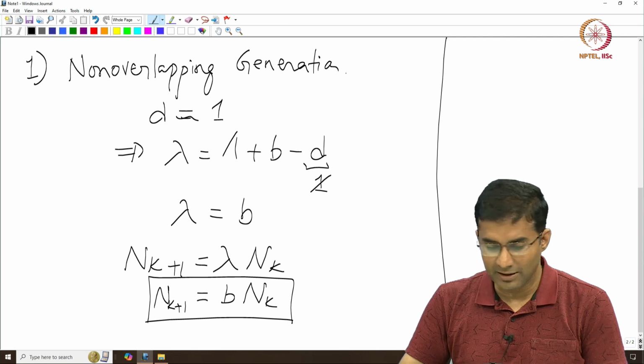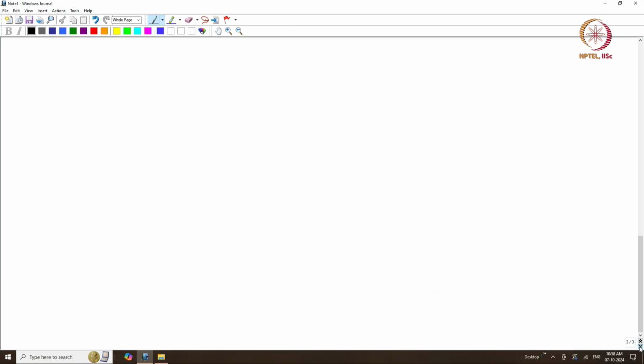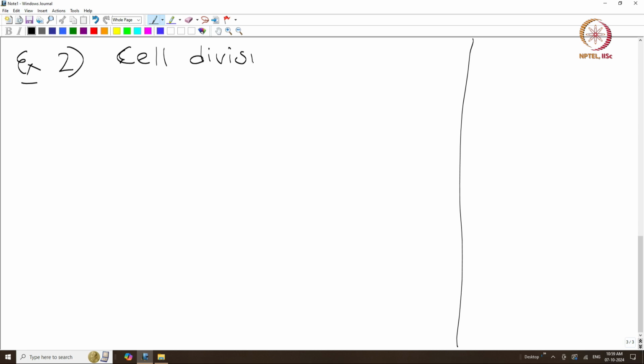Okay. So, let us now look at one more example. Let us look at an example such as cell growth, cell division, where a single cell gives rise to 2 daughter cells. Okay. These are daughter cells, and this is the parent.